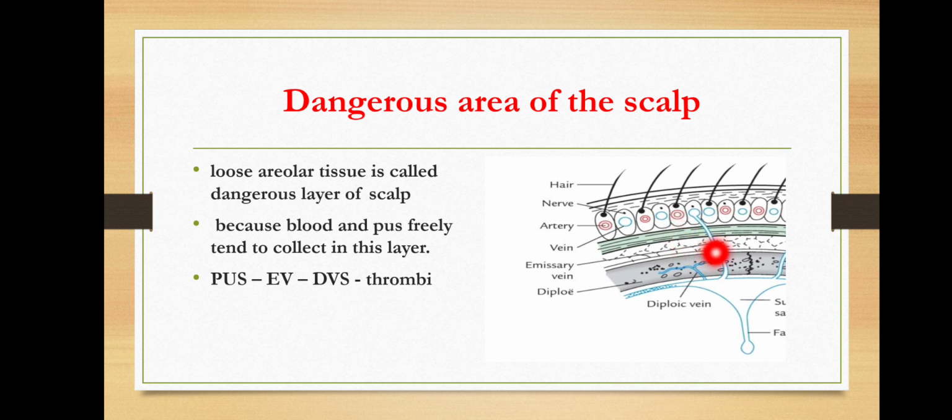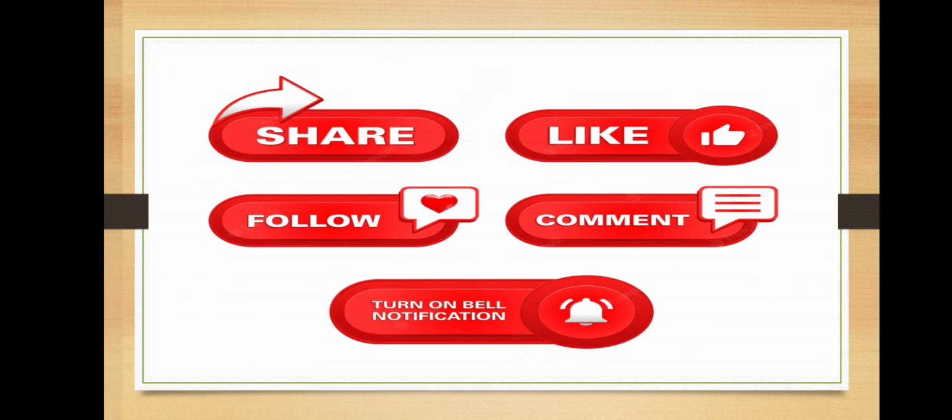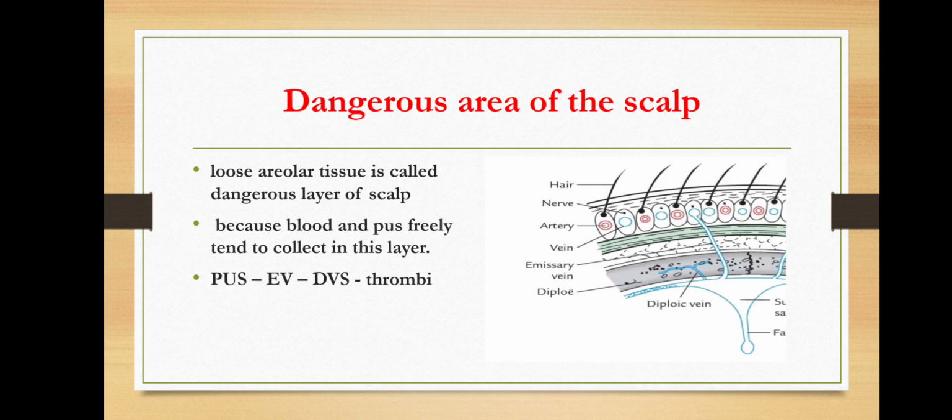So when there is any damage or any infection here, the blood and the pus freely tend to collect in this layer, right? Whatever blood or pus is collected passes into the emissary veins, and from the emissary veins it reaches the dural venous sinuses. In the dural venous sinuses, they will form the thrombus or thrombi. This process is known as thrombosis. Okay. So, this is the reason.